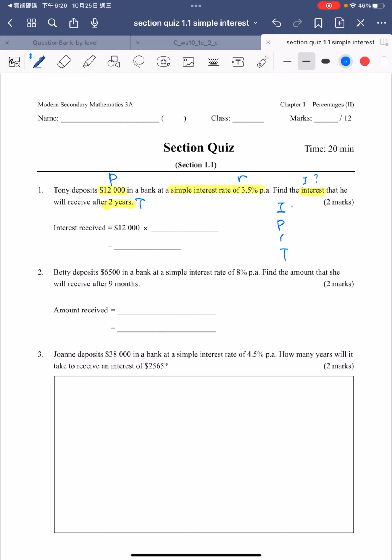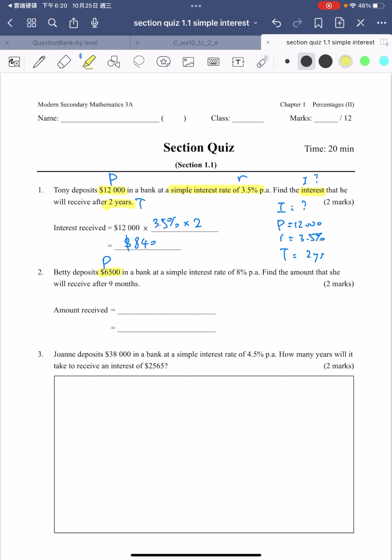I, PRT. The I is what you don't know, the P is equal to 12,000, the R is equal to 3.5%, and the T is equal to 2 years. So the interest received is equal to P times R times T, so 12,000 times 3.5% times 2. Using your calculator, the answer should be equal to 840.